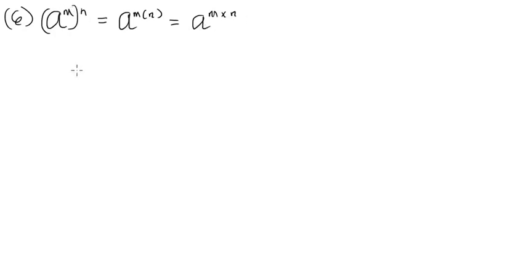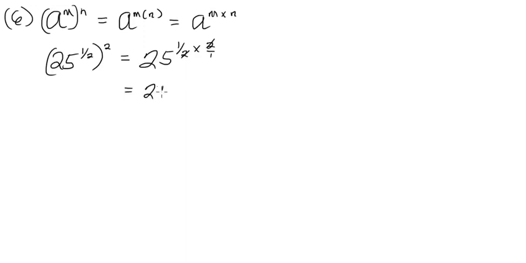So let's look at 2 examples on this. What about if I were given 25 raised to the power of half, all raised to the power of 2? This simply means 25 raised to the power of half times 2. And do not forget this is 2 over 1. So 2 takes care of 2. So I'm left with 25 raised to 1 times 1, 1, and that is 25. So look at this. We have only multiplied the powers because they are working together.